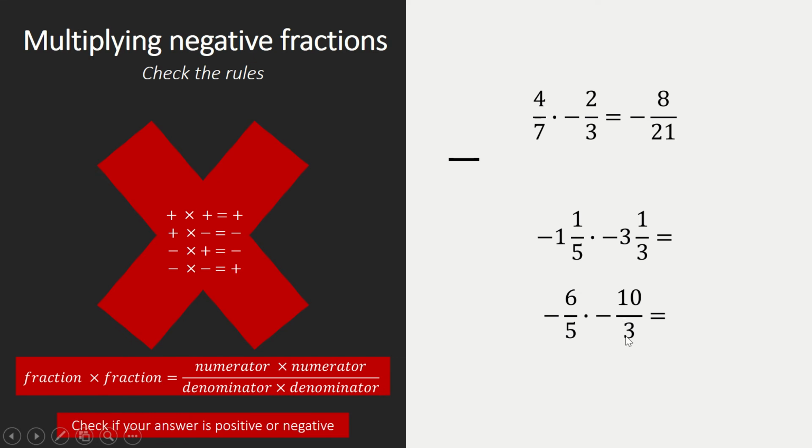Let's have a look if our answer is going to be positive or negative. We see negative times negative equals positive. 6 times 10 equals 60, and 5 times 3 equals 15. What we get is 60 over 15. However, we're not done yet, because we can still simplify this fraction. It becomes 4 over 1, and that's the same as 4. Please notice that we divided the numerator and the denominator both by 15.